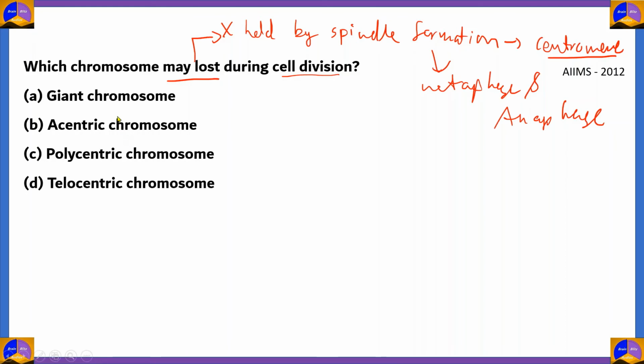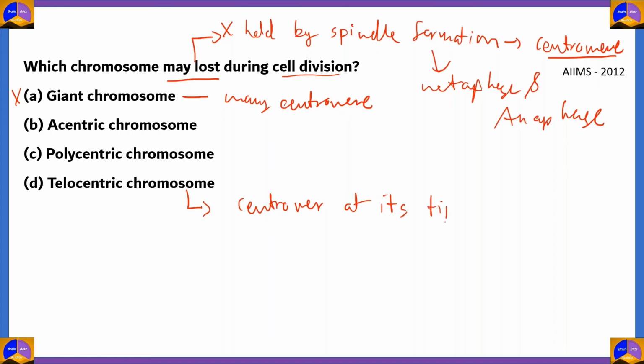Let's look at each of our options. Option A, giant chromosome. Giant chromosomes contain many centromeres. So therefore option A is incorrect because the chromosome that we require should not have any centromeres. Option D, telocentric chromosome. It has a centromere at its tip. The centromere is present at the tip of the chromosome, and so therefore this will not be lost during cell division. Option D is incorrect.